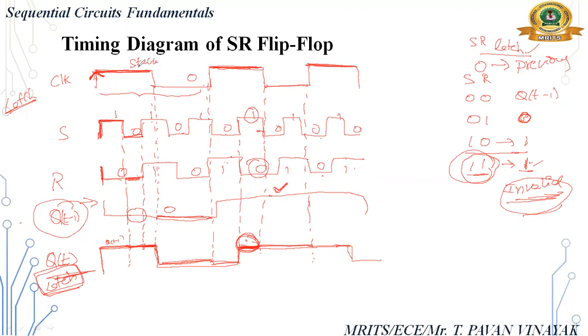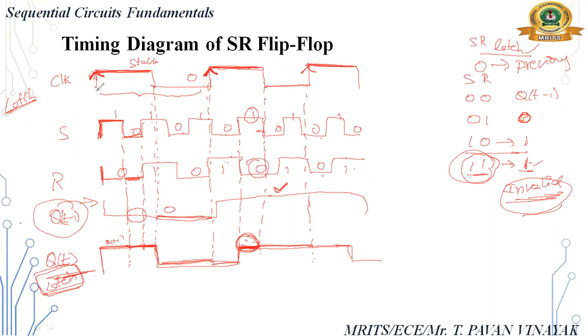Means output doesn't change. Q of t doesn't change, doesn't respond until another positive edge is received. Another positive edge is available here. Until the other positive edge, so observe.